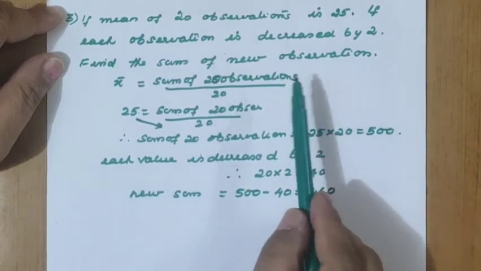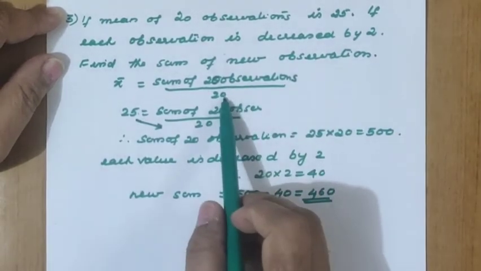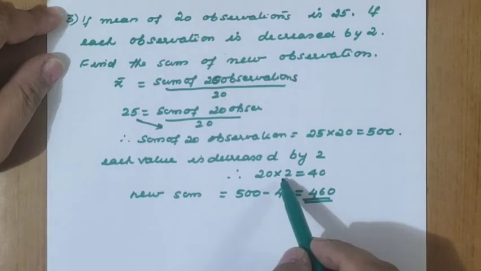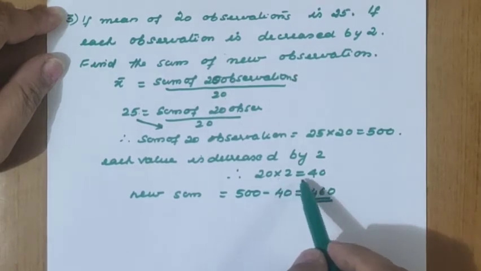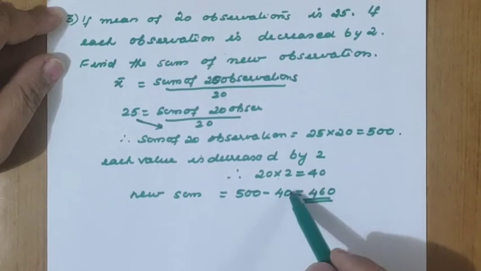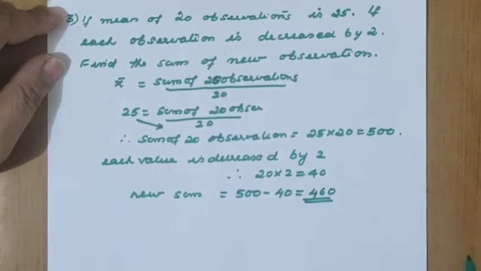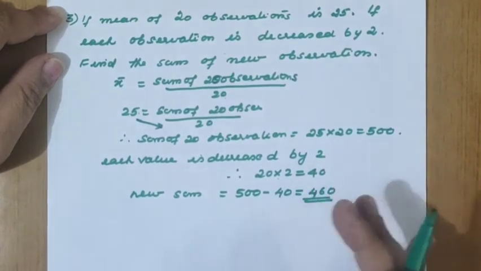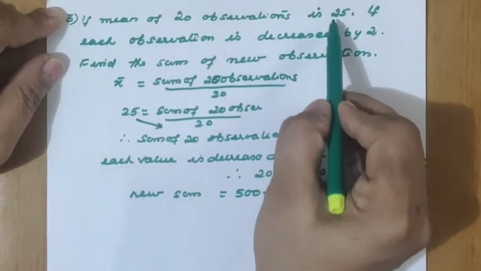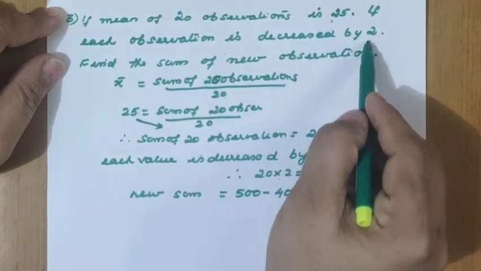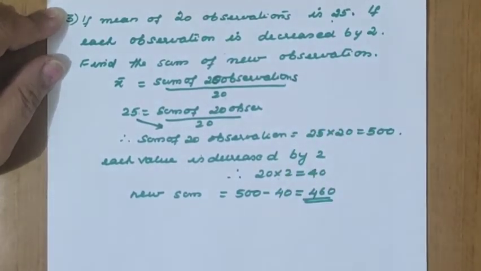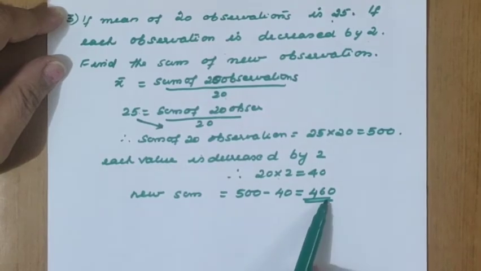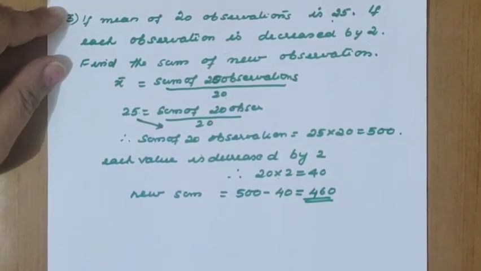Now, each value is decreased by 2, and how many observations are there? 20 observations. So the total will be decreased by 20 into 2, that is 40. From the total, we have to subtract 40, that is equal to 460. Usually this type of question asks for the new mean only. Actually, the mean is 25, and it is decreased by 2, so the mean also decreases by 2, that is equal to 23. But here the sum of the new observations is asked, so we have to subtract this and it is equal to 460.